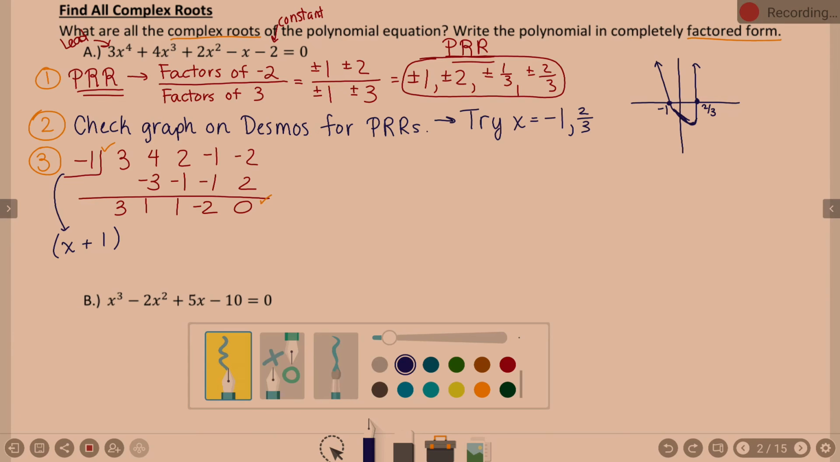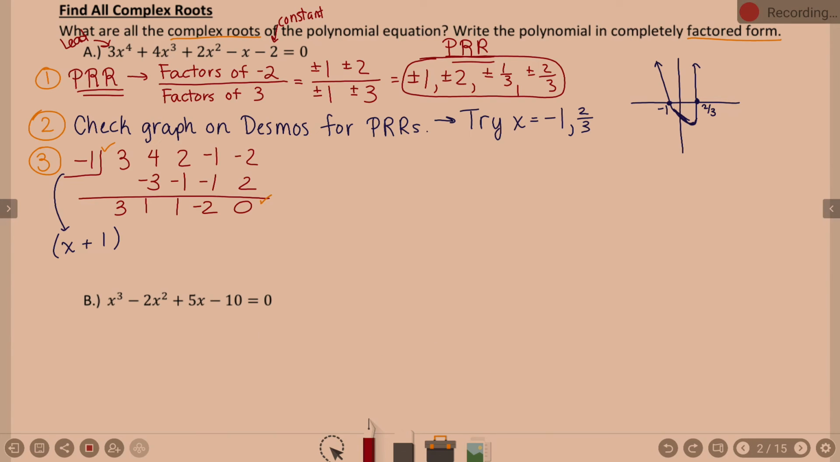Okay, what's next? We tried -1, it worked. We need to try 2/3. Yes, it's a fraction. Did we do a fraction yesterday? I don't remember if we did or not, but here's what I will say. If you have a fraction that you're using with synthetic division, and it's going to come up with a remainder of 0, the math works out really well. Okay, so don't freak out that she's making us do this with a fraction. If it's going to have a remainder 0, it's going to work out nicely.